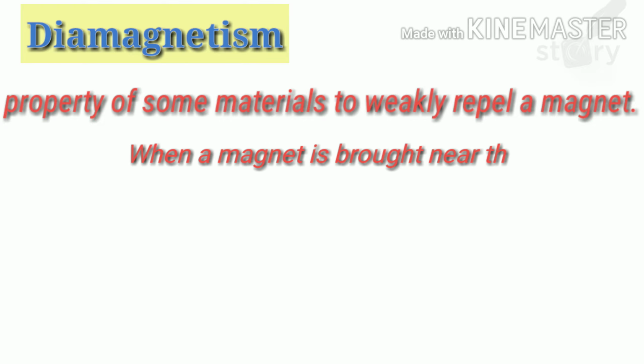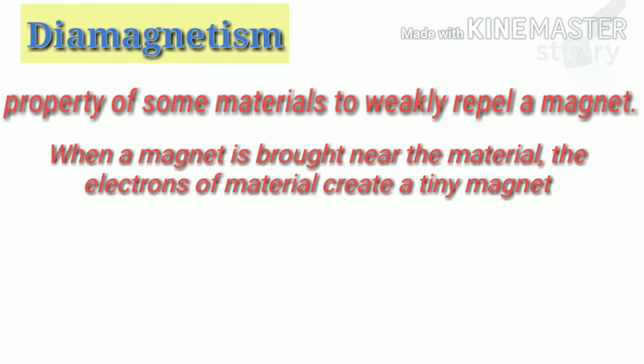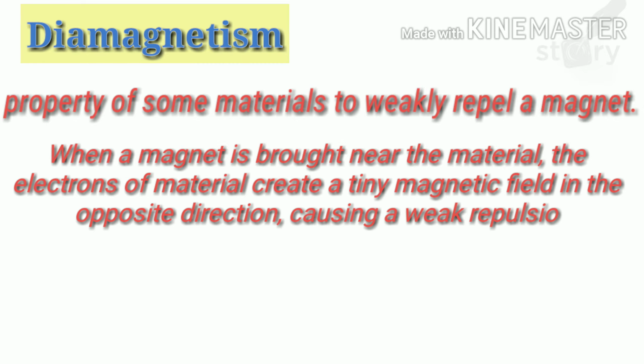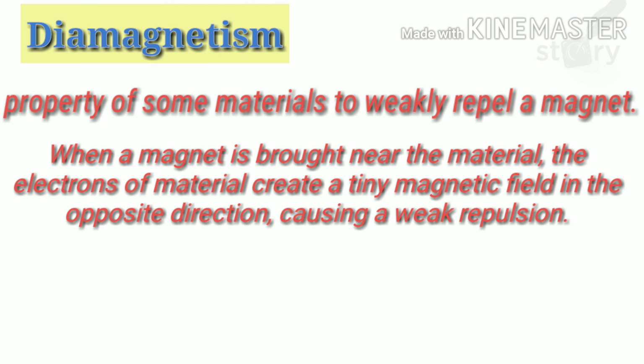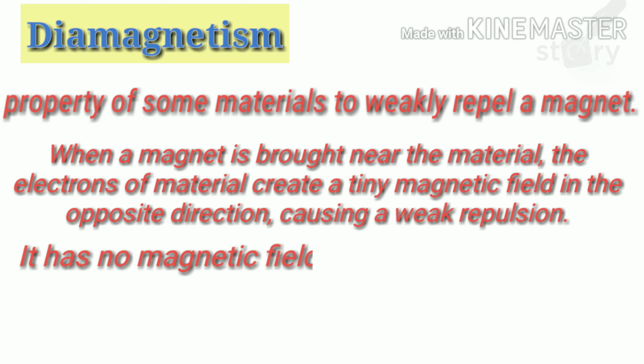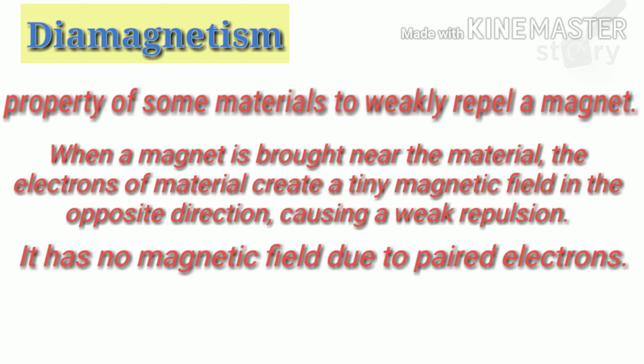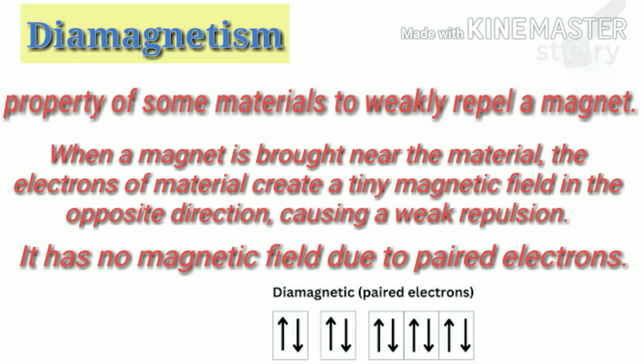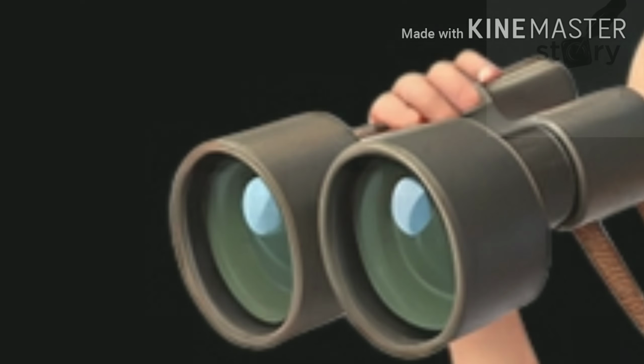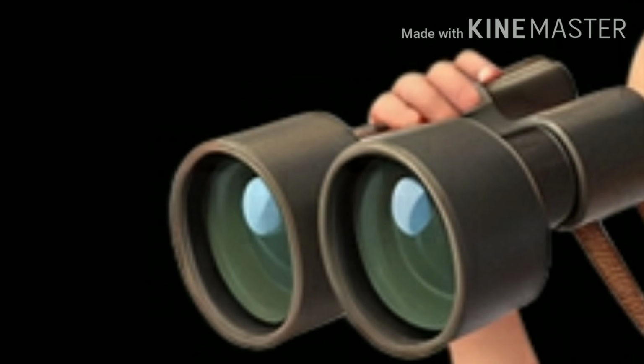When a magnet is brought near the material, the electrons create a tiny magnetic field in the opposite direction, causing a weak repulsion. Diamagnetism has no permanent magnetic field, because all electrons are paired. You have studied in chemistry that paired electrons have opposite spins, and due to those opposite spins two magnetic fields will be produced, one upward and the other downward, which will cancel each other, and that's why there is no magnetic field in a diamagnetic material. Let's try to learn it in an easier way.